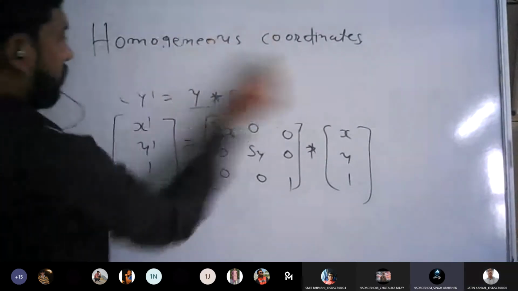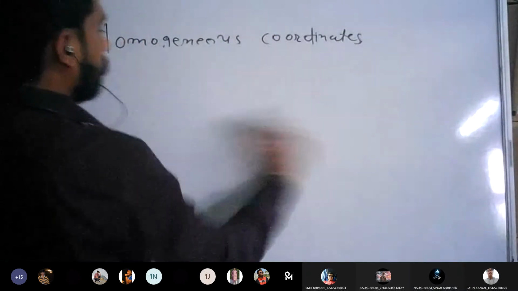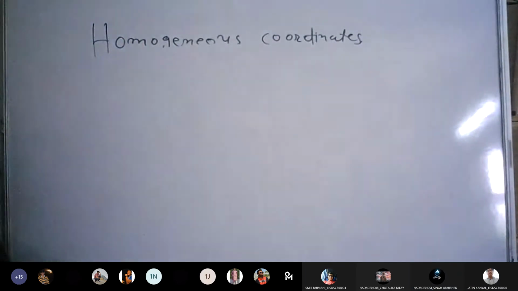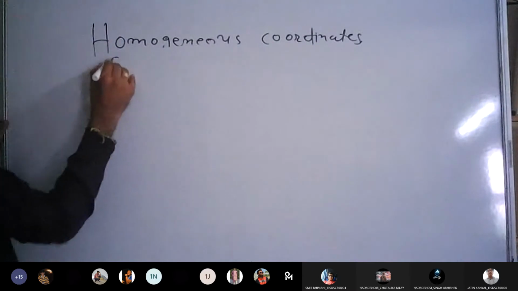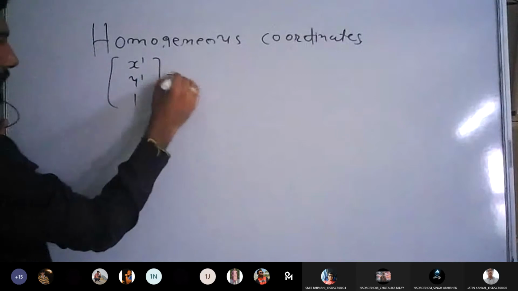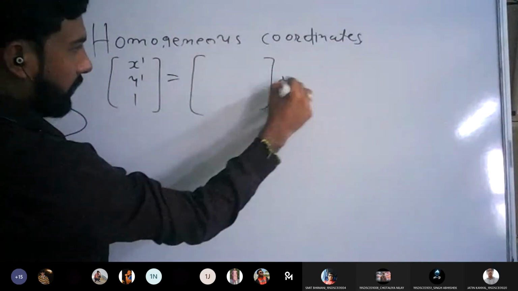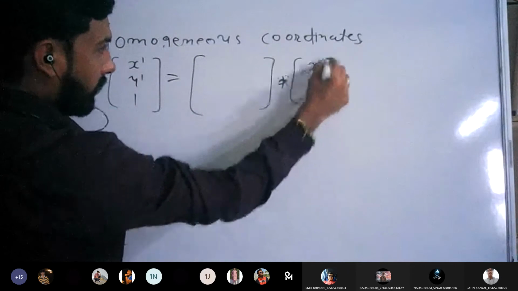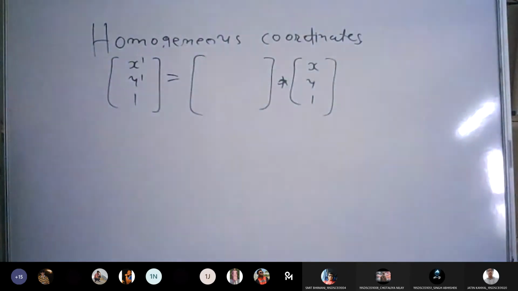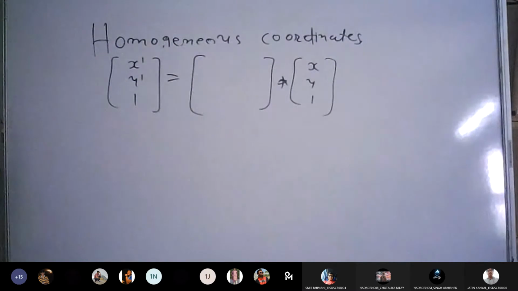Now, let us write all the matrix forms together for translation, rotation, and scaling, so that you can do revision as well. First I'm going to write the matrix for translation. x', y', 1 equal to something into the original point, which is x, y, and 1. Can you help me write something in this middle matrix? I'm talking about the translation matrix only.